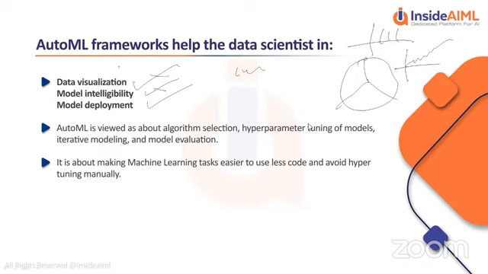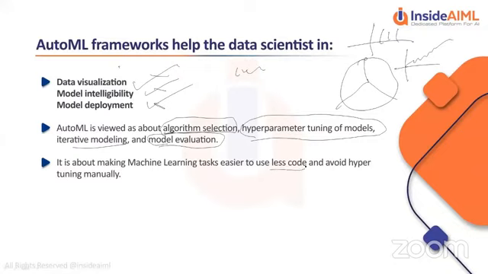Don't worry, stay here. So in model intelligibility, it will select the model itself. Model development and deployment means it will do all the steps. It will do training, it will do hyperparameter tuning, it will do evaluation, all of the things itself. AutoML is viewed as algorithm selection, means model selection, hyperparameter tuning of models, and model evaluation, as I just said.